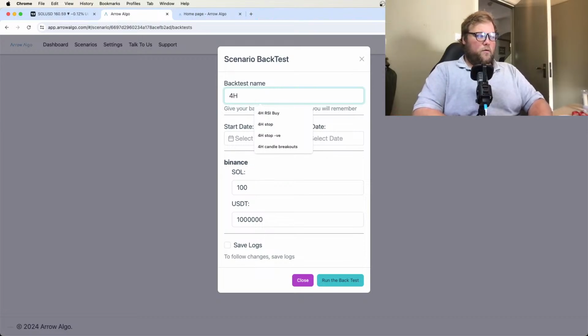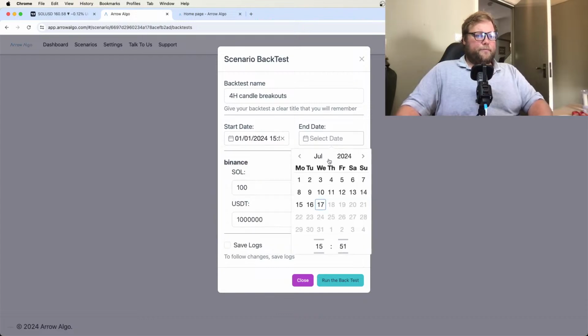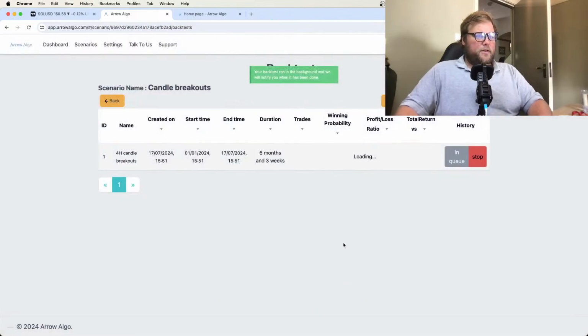So again, we're looking for 4-hour candle breakouts. And we're just going to have a look since the start of the year. If I want to save the logs, this will help me optimize later by using the diagnostic tools within the backtest. So we'll start with that and we'll just have a quick look at the results. If we need to dig deeper into each of the candles, then we can save the logs and use the diagnostic tool later.